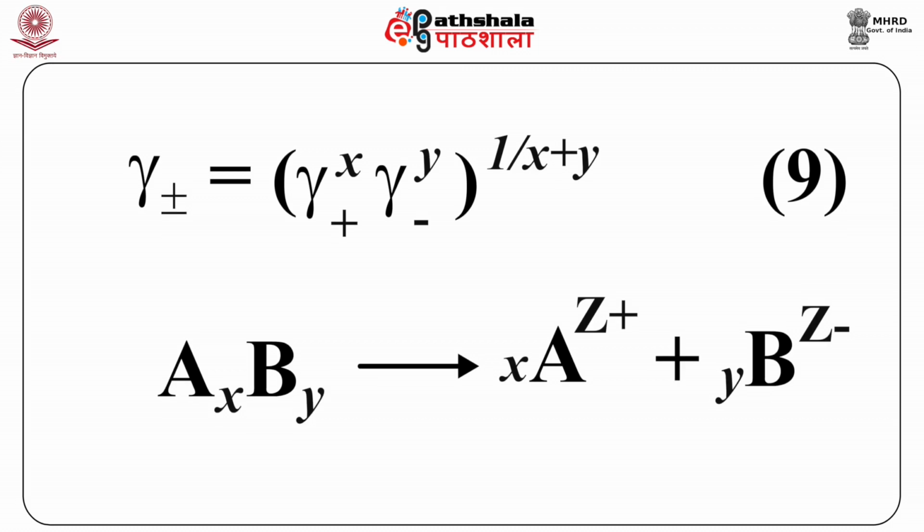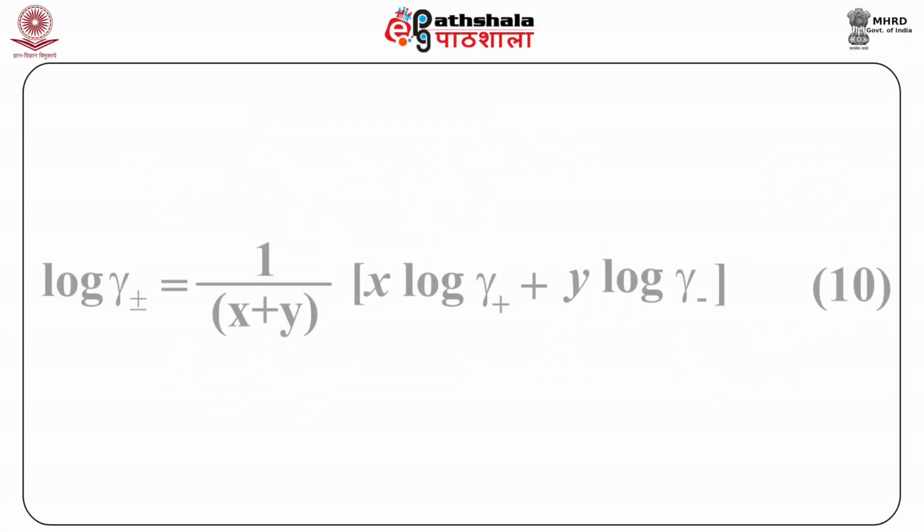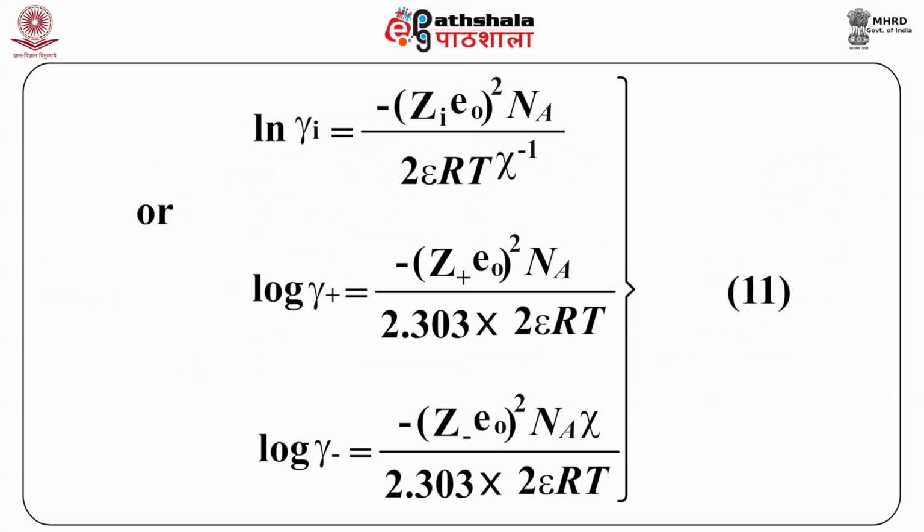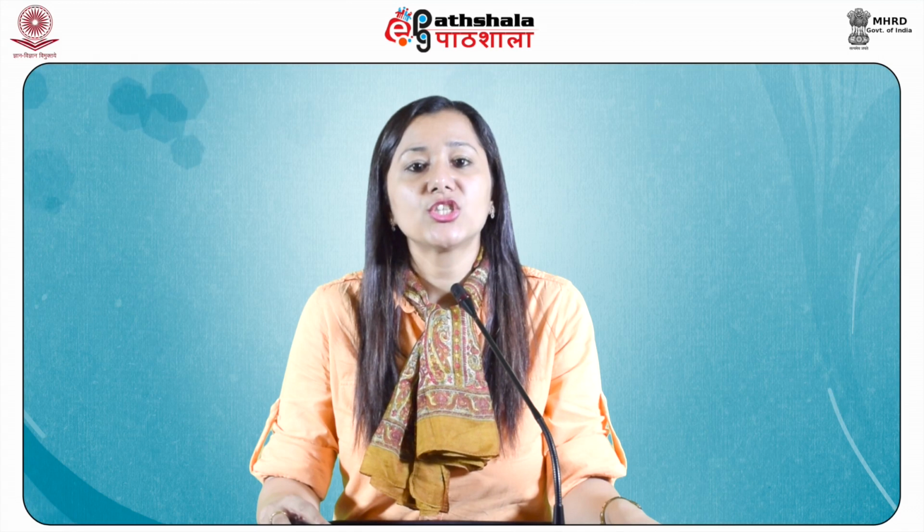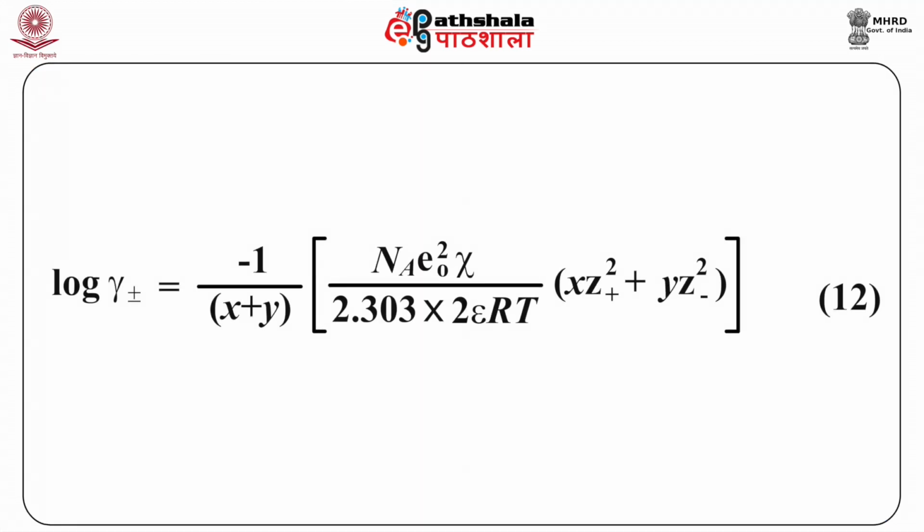Mathematically, the mean ionic activity coefficient is given by equation 9 as, where X is the number of cations with charge Z plus and Y is the number of anions with charge Z minus in the chemical reaction in which AxBy dissociates into X A Z positive plus Y B Z minus. Gamma plus and gamma minus are the individual activity coefficients of cations and anions respectively. Or we can write equation 10 as, use the Debye Hückel expression equation 8 for gamma plus and gamma minus, we get equation 11 as, substituting equation 11 in equation 10, we get, this is our equation 12.